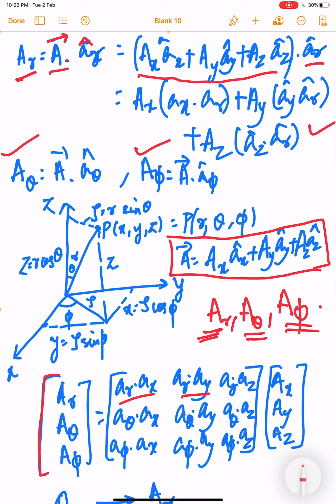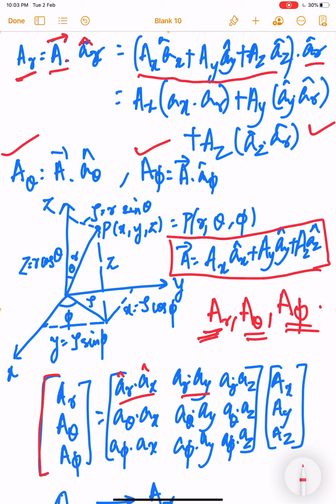Okay, so now we need to find out the values of these dot products, and these are obviously all unit vectors, so their magnitudes are 1, and we just need to take out the angle between these two unit vectors. Okay, first it's written a_r dot a_x. Okay, what will be that angle?